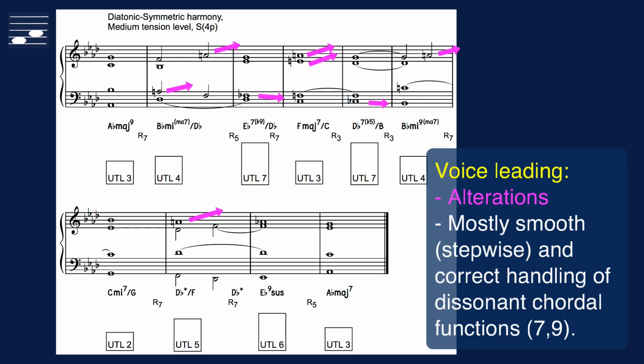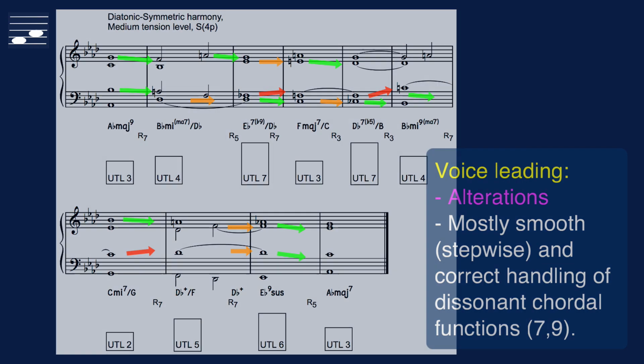In the diatonic-symmetric system we encounter altered pitches that need not necessarily resolve in the expected direction, as shown here by the arrows. Again, most voice leading is smooth and stepwise, with correct handling of the 7ths and 9ths. Incorrect resolution is marked with red arrows. Let's play the example.